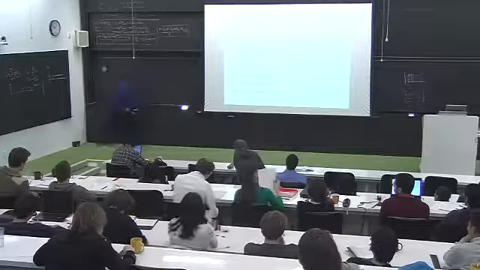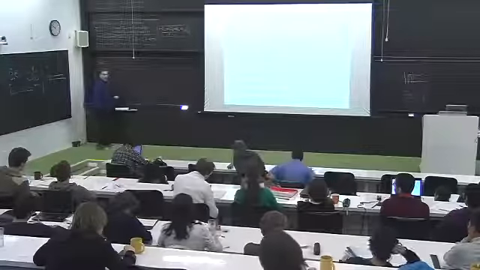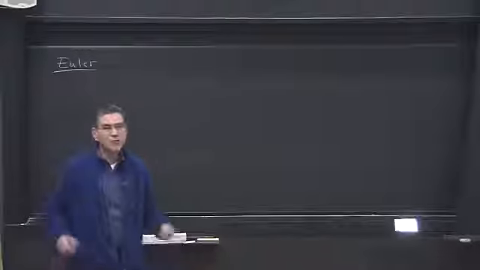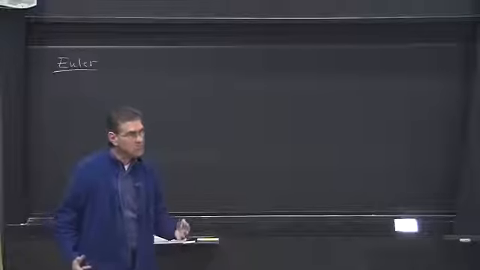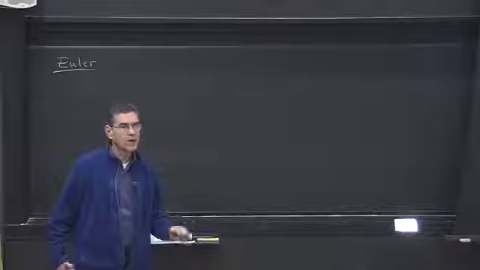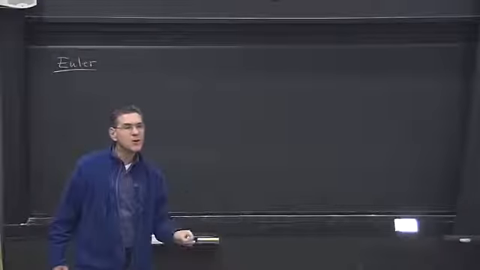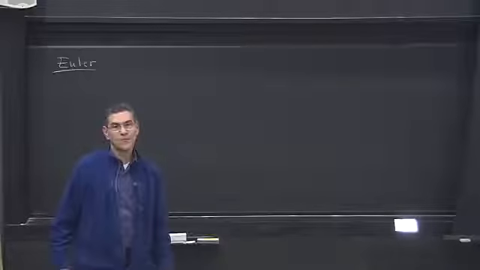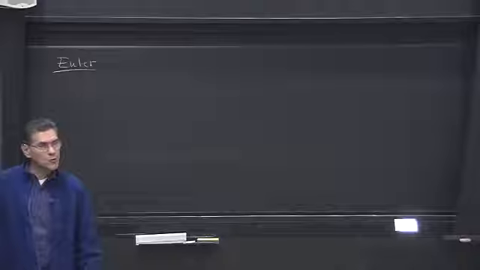Okay, so first of all, I want to show you that it's possible to take a series that is not convergent, and assign a finite number to the sum of the series. And the simplest way of doing this is called Euler summation.